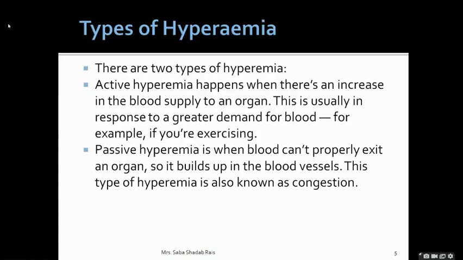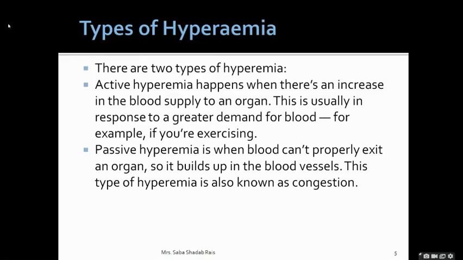Now, when we talk about the types of hyperemia, there are two types: active hyperemia and passive hyperemia. Active hyperemia happens when there is an increase in the blood supply to an organ. It is a temporary response, usually in response to a greater demand for blood. For example, when you are exercising, and the same for digestion. Likewise, it's a temporary response.